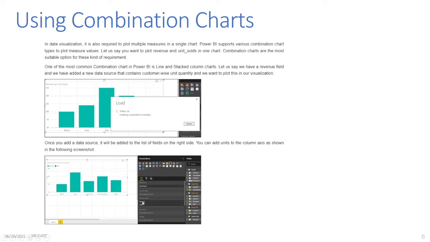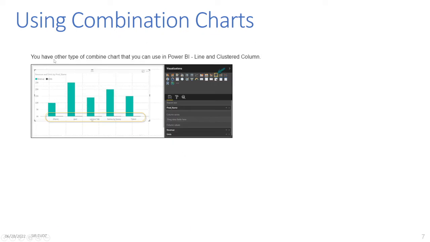So we have three column values, revenue, and units. You have other types of combined chart that you can use in Power BI, the line and clustered column. So this one.